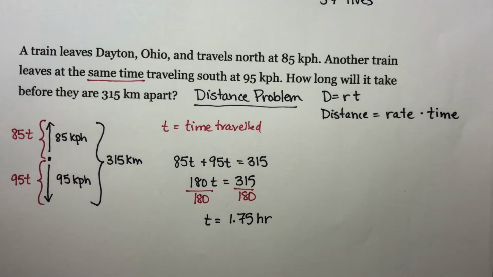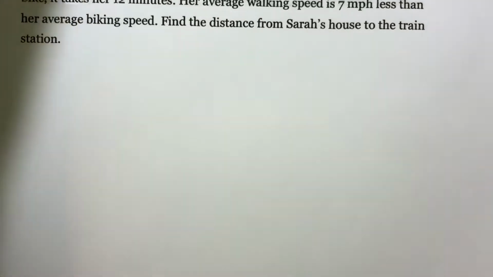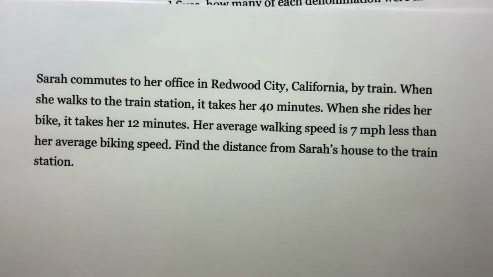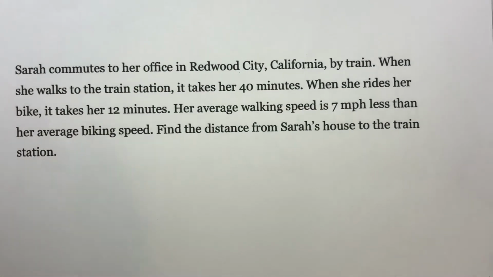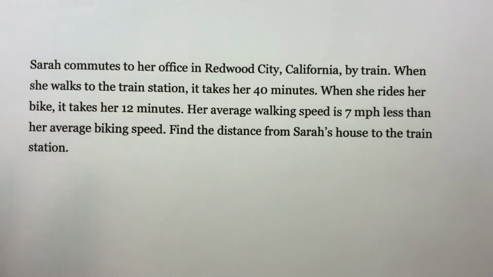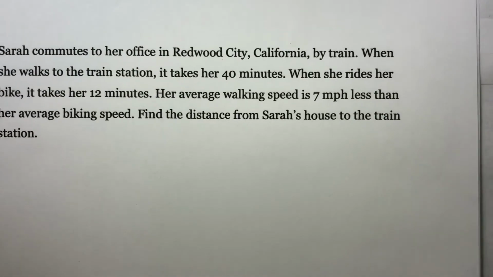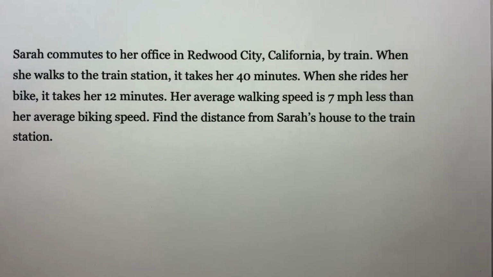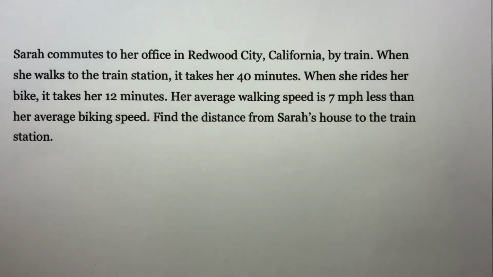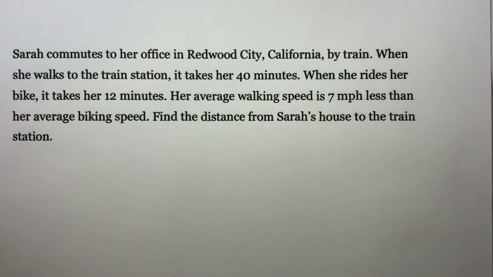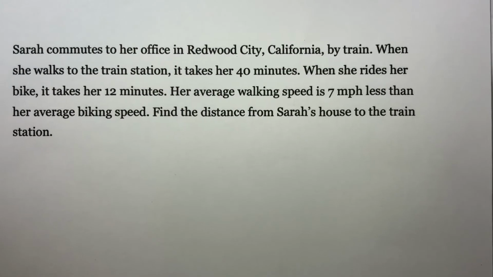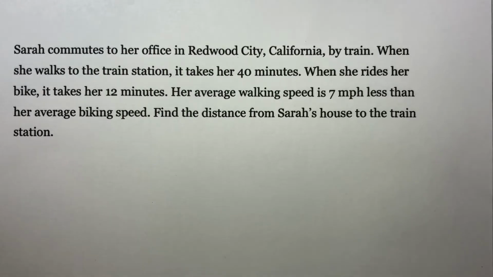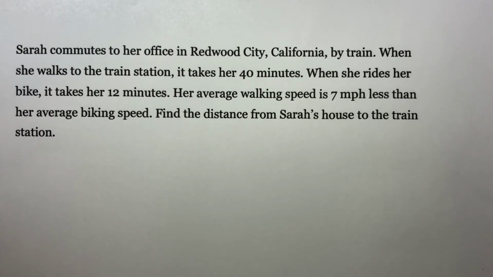Okay, so let's look at the other type of distance word problem. All right, Sarah commutes to her office in Redwood City, California by train. When she walks to the train station, it takes her 40 minutes. When she rides her bike, it takes her 12 minutes. Her average walking speed is 7 miles per hour less than her average biking speed. Find the distance from Sarah's house to the train station.